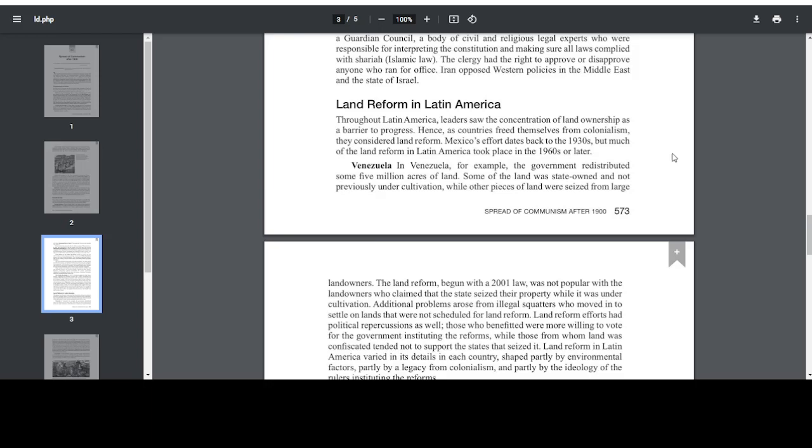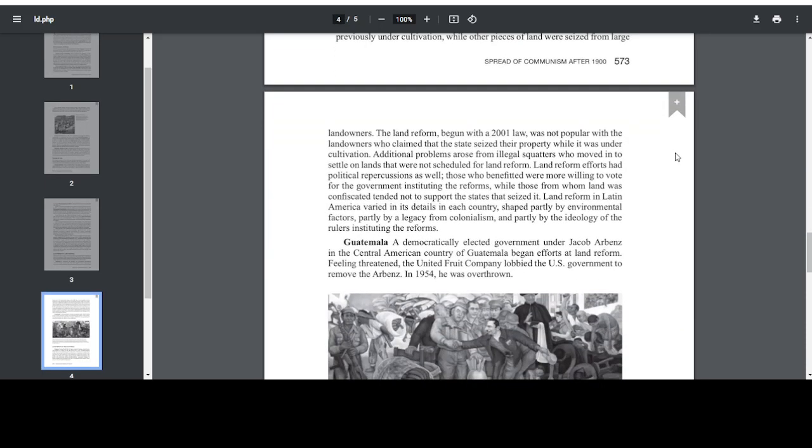Some of the land was state-owned and not previously under cultivation, while other pieces of land were seized from large landowners. The land reform began with a 2001 law and was not popular with the landowners, who claimed that the state seized their property while it was under cultivation. Additional problems arose from illegal squatters who moved in to settle on lands that were not scheduled for land reform.